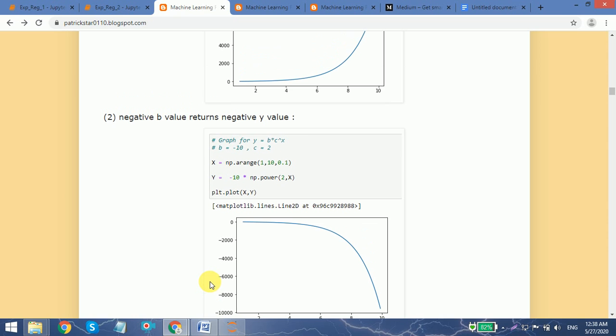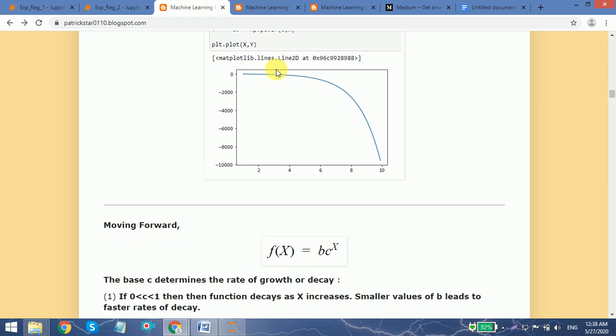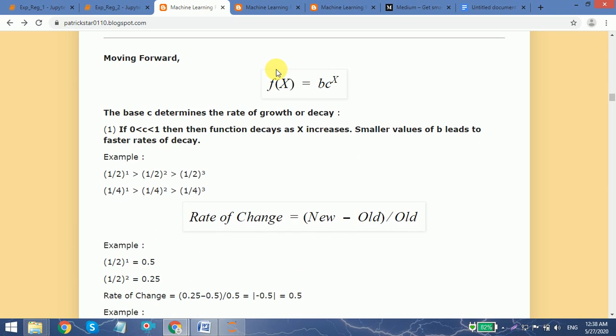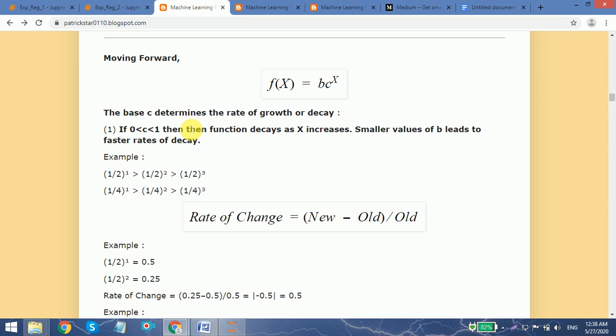Okay, so I think it is clear now that since we are only working with positive bases, our c raised to x function is always going to be positive, so our f of x is only dependent on the value of b. Okay, so moving forward, the base c determines the rate of growth or decay, and we are going to understand it by taking examples.